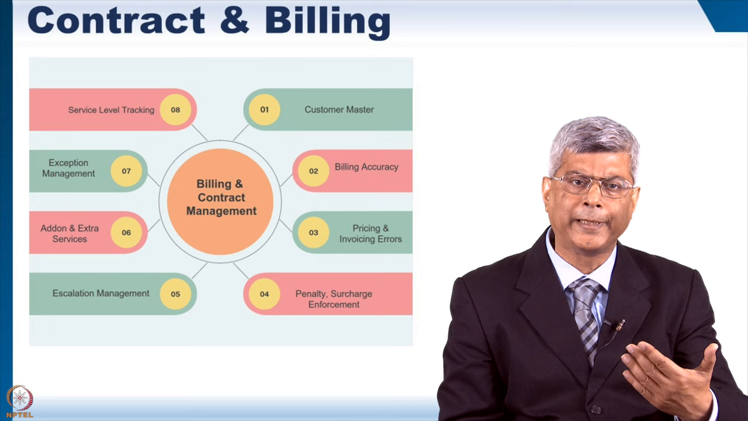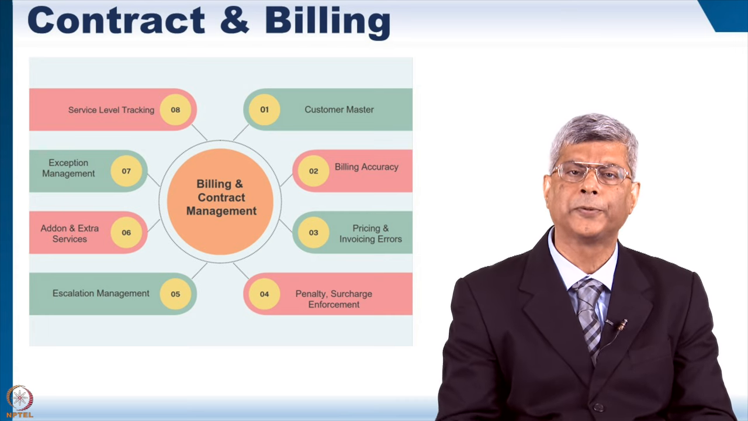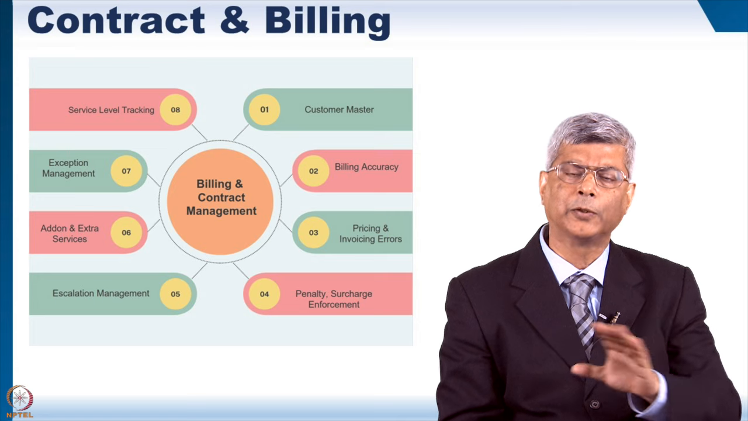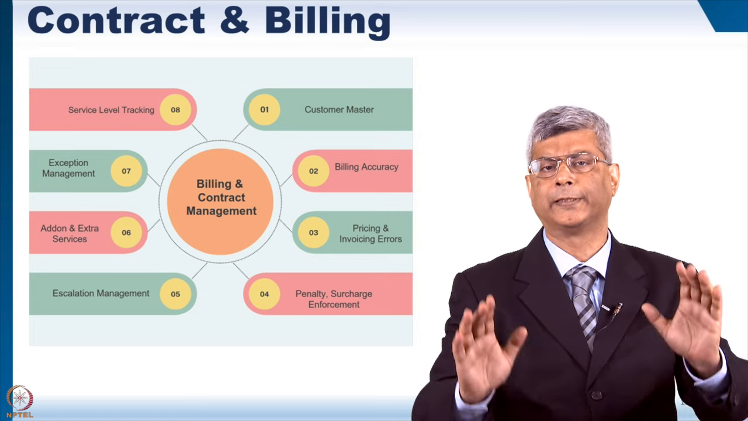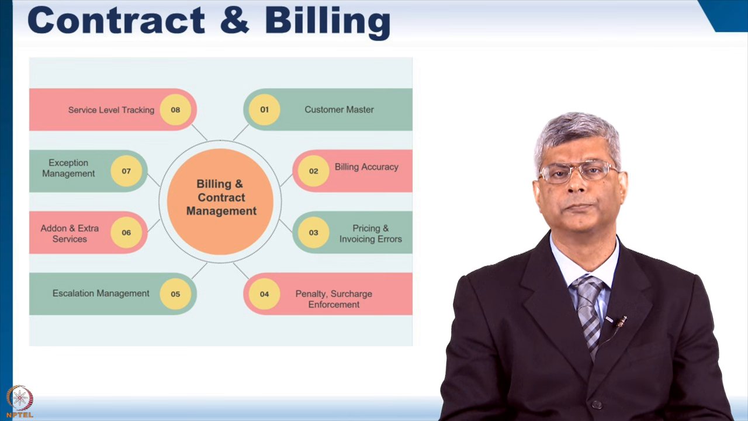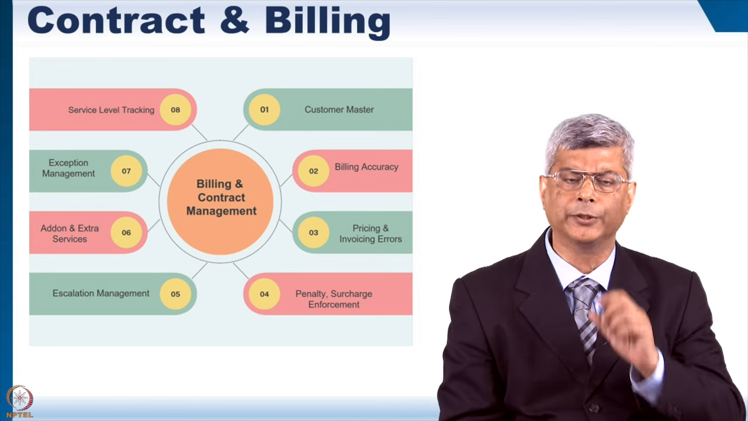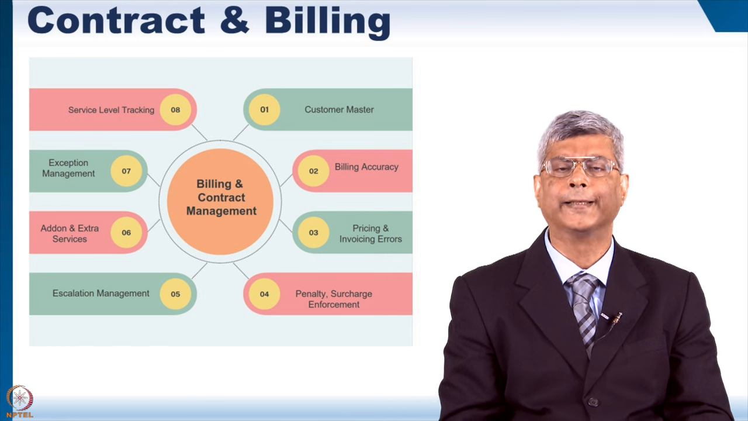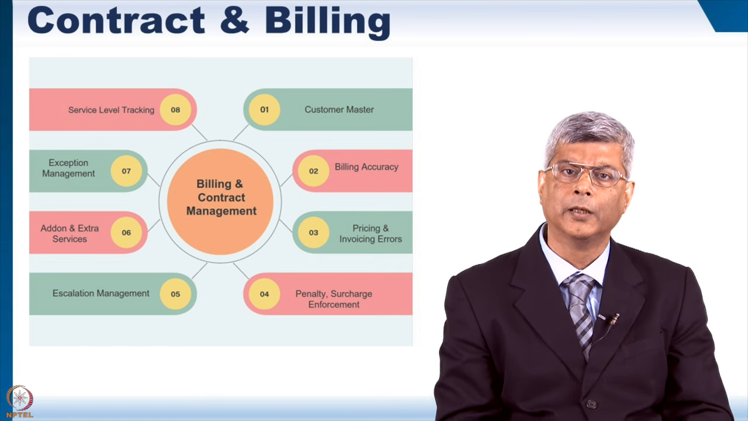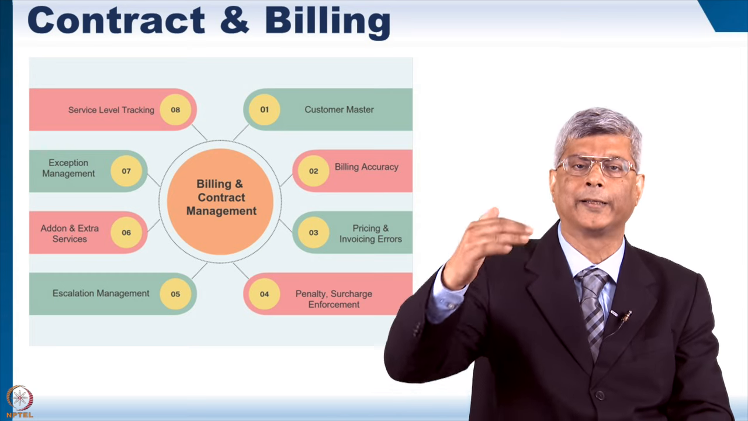And there will always be exception management. So if you do 50,000 transactions, 49,900 are okay. Everybody's happy. But there may be 100 out of 50,000 which have gone wrong. Something has gone wrong. That's exception. That needs to be managed. And sometimes you have to keep track of problems that are not solved, and it has to be escalated to higher and higher levels.